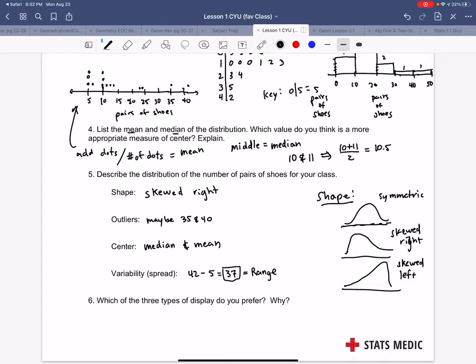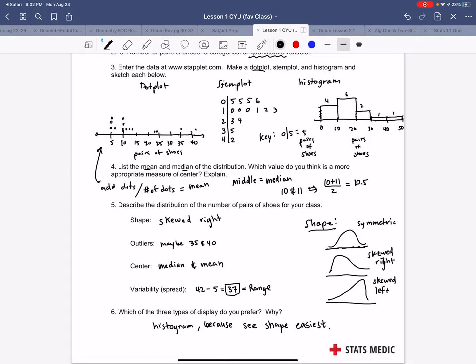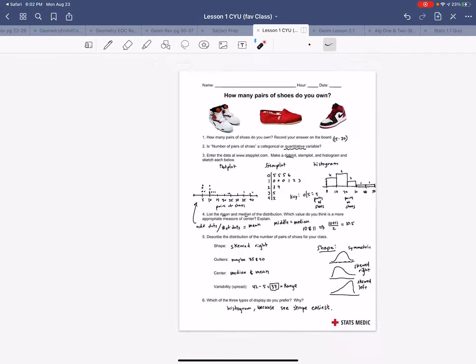And there's a lot of reasons why. So I'm just going to pick the histogram because I could see shape easiest. And it really could be any answer. I actually saw preferences for, I think, all three. The stem plot shows shape. You just kind of have to turn your head to the right, and you still get to see individual numbers. Here you can't see individual numbers. So they have pluses and minuses.